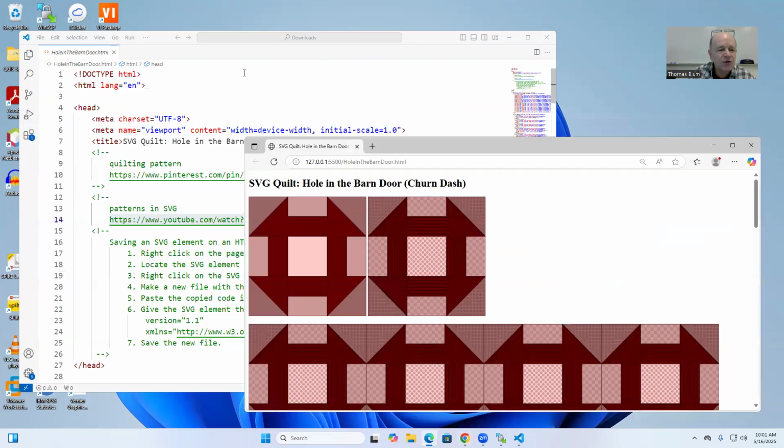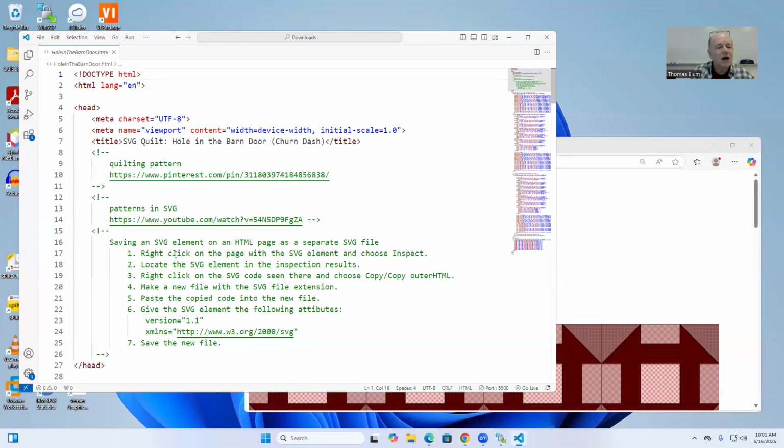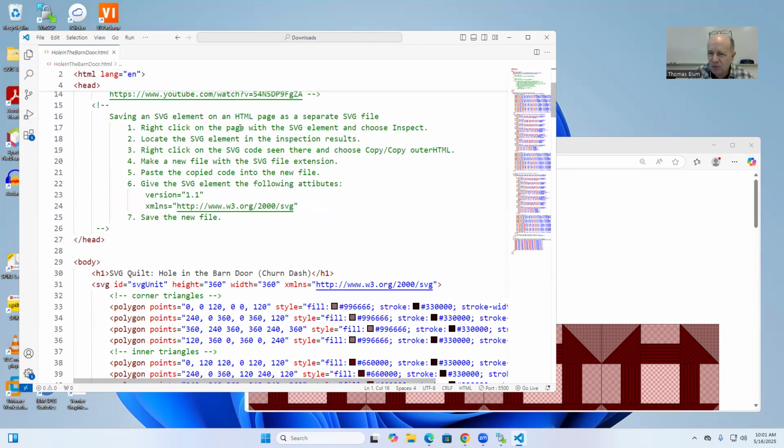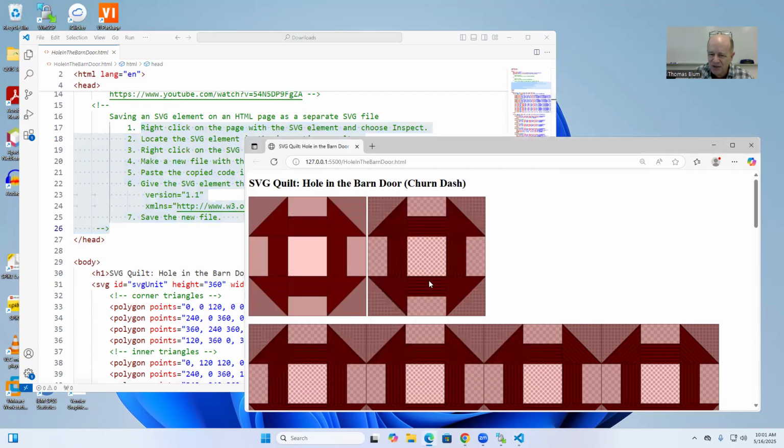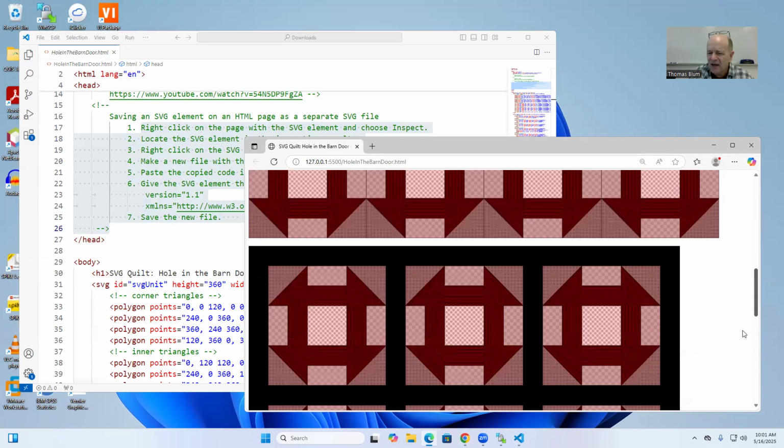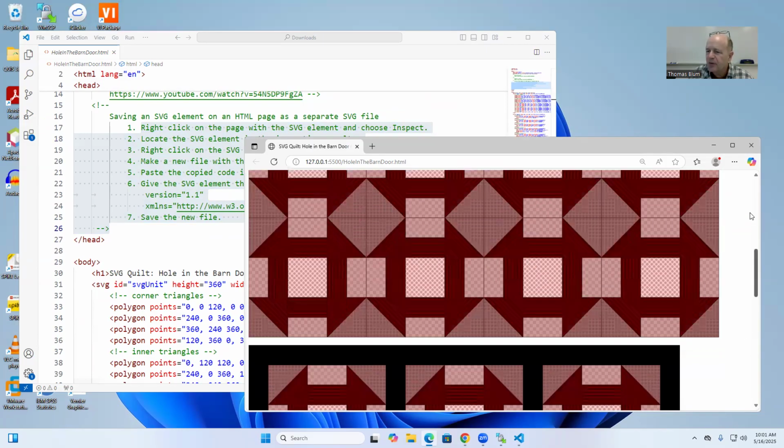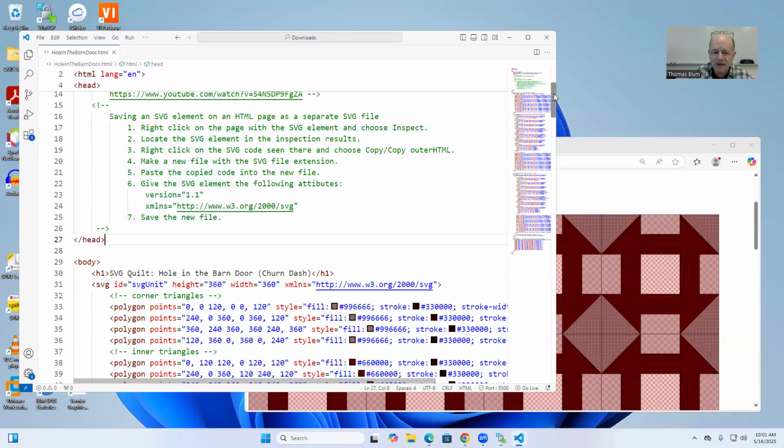So let me put that here so I can refer to it when I want to. So here is the Pinterest, and here is that YouTube. I will put this page up in the link or in the comments. This is my instructions in a comment to remind myself how to save an SVG. I'm going to save this SVG as a separate SVG file and then use that as an image in my last version down here. Okay, so let's get a move on.